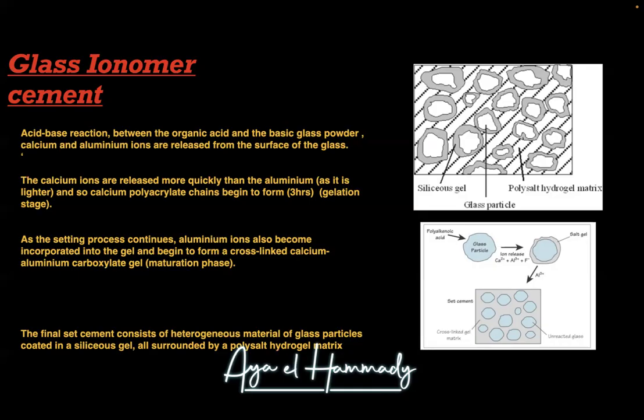We have two phases of maturation. Okay, we have the gelatin phase and the maturation phase. In the first phase, during the chemical reaction, it releases the calcium, because the calcium ion is the lighter one to release rather than the aluminum. So the calcium is the first one. During mixing, it's released.